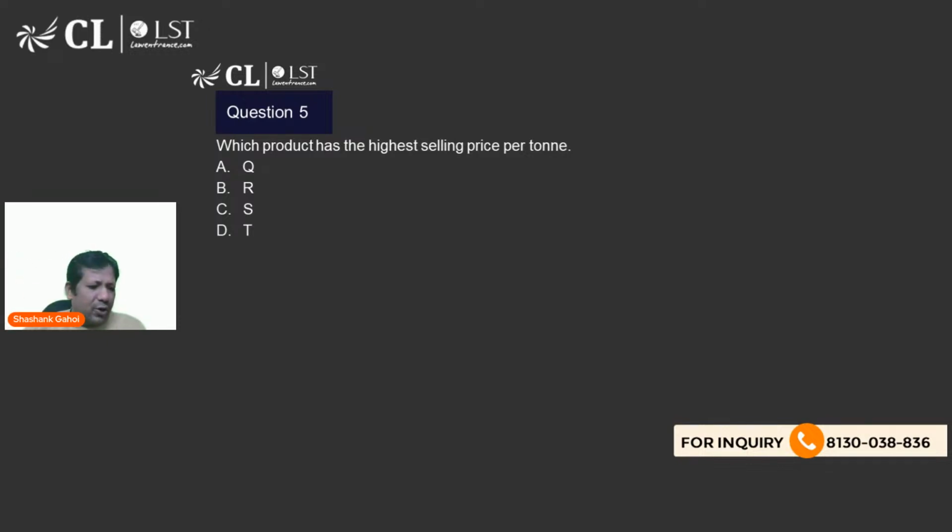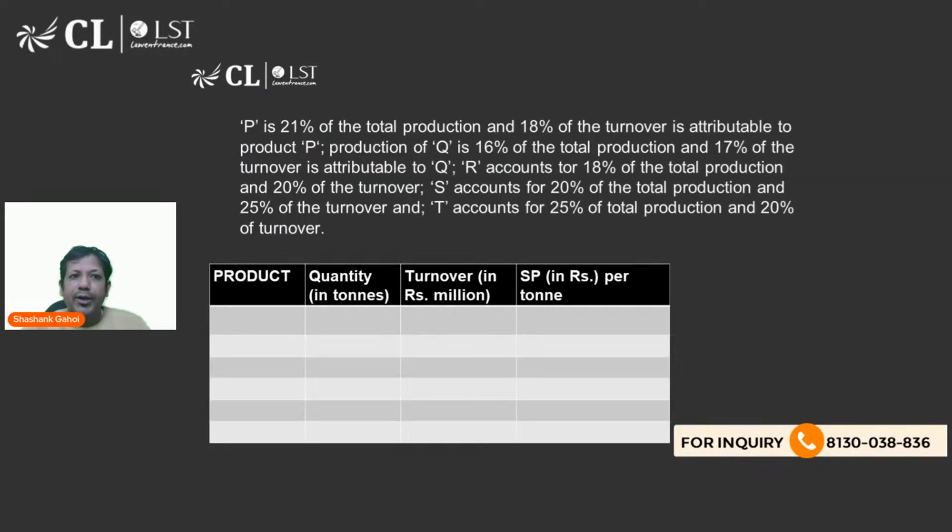So basically, there are a lot of different types of questions we have over here. So let's calculate and see what we can have over here. Okay, so basically we have products. One is P, then we have Q, then we have R, then we have S, then we have T, and here we have total. The total quantity given to us is 3,000. Total turnover in million is 50 million.